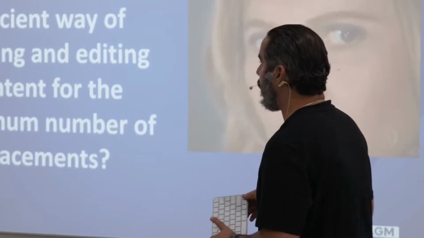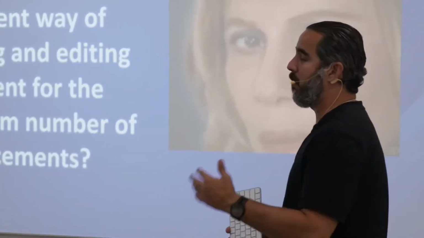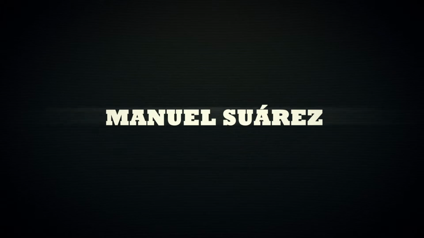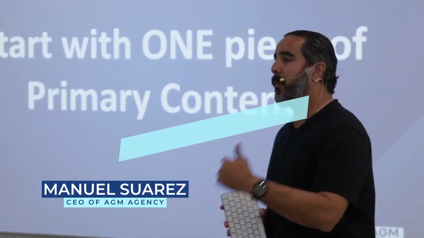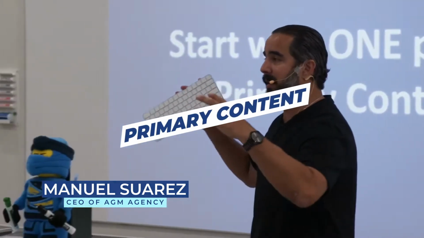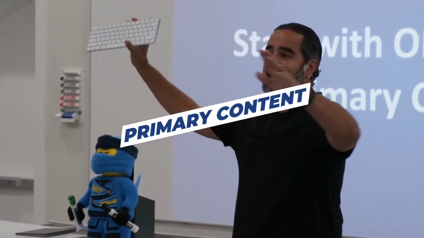So what is the most efficient way of creating and editing content for the maximum number of placements? Start with one piece of primary content. We call this primary content. This is the one piece of content that you do, from which everything else gets born.